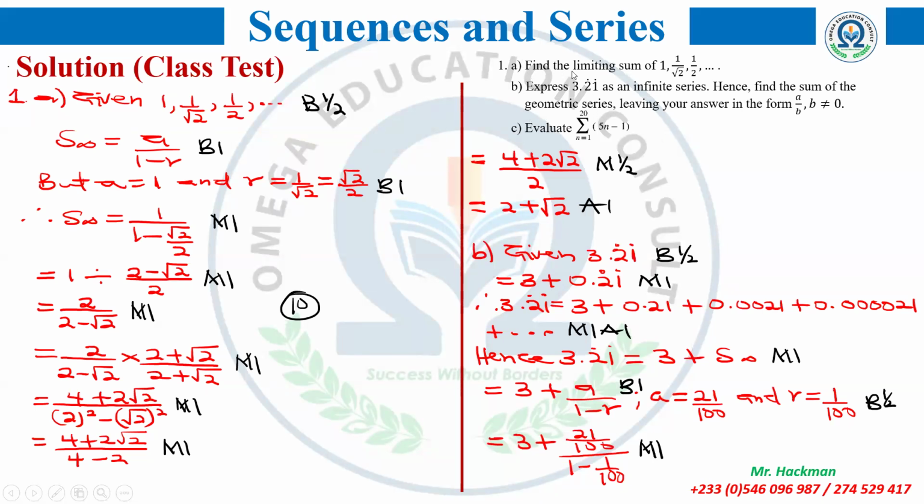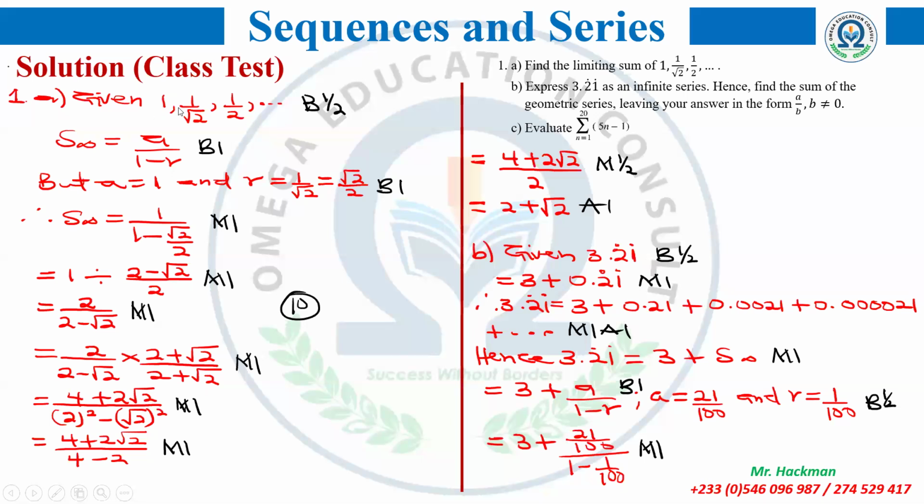We're asked to find the limiting sum, which we know is the same as the sum to infinity of the sequence that we have here. So given you extract your sequence, which is exactly what we have here, we are asked to find a sum to infinity. We need to put the formula. Sum to infinity we know is equal to A over 1 minus R.